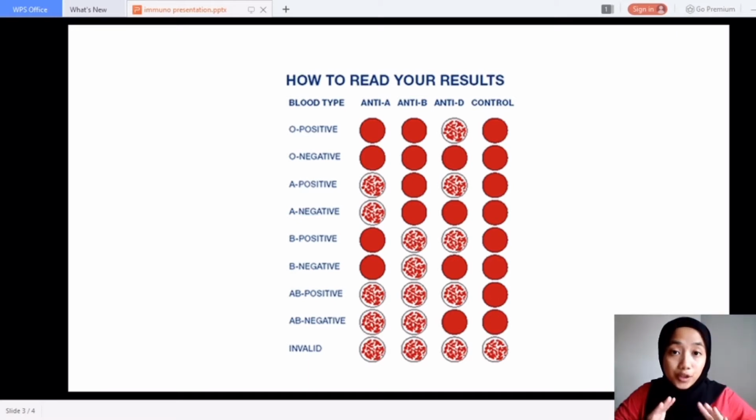Blood grouping is done by mixing the blood sample of the patient with antigens. There are 3 antigens, which are anti-A, anti-B, and anti-D, which is the rhesus factor. For example, for blood type O positive, anti-A and anti-B are not agglutinated, which shows the patient is blood group O, and anti-D is agglutinated, which shows that it is rhesus positive.